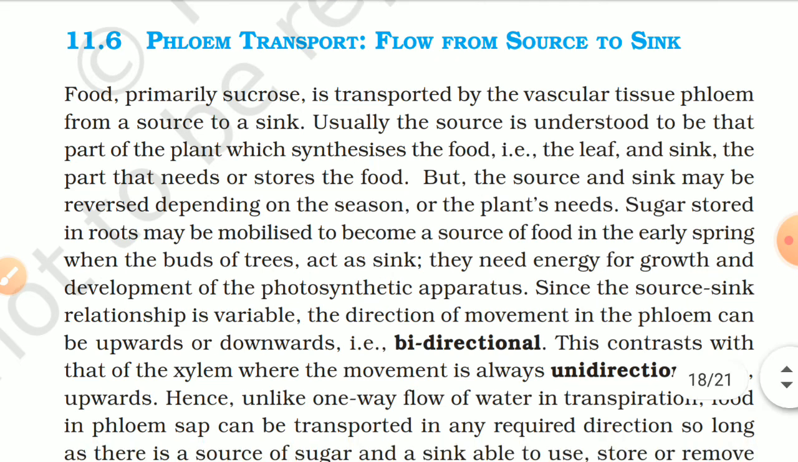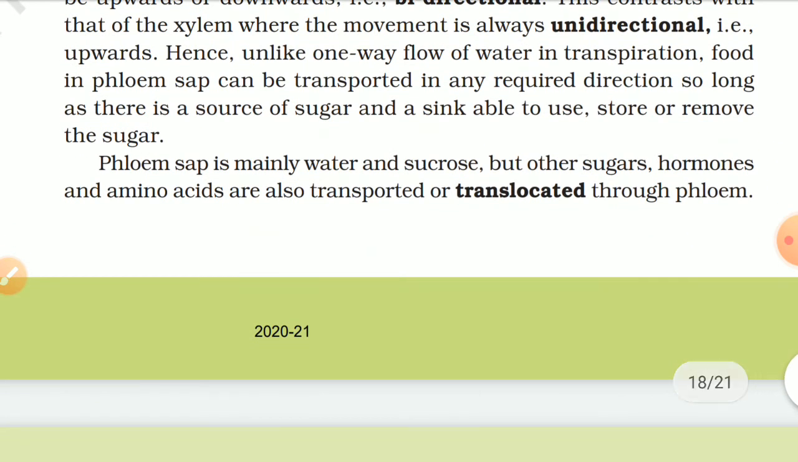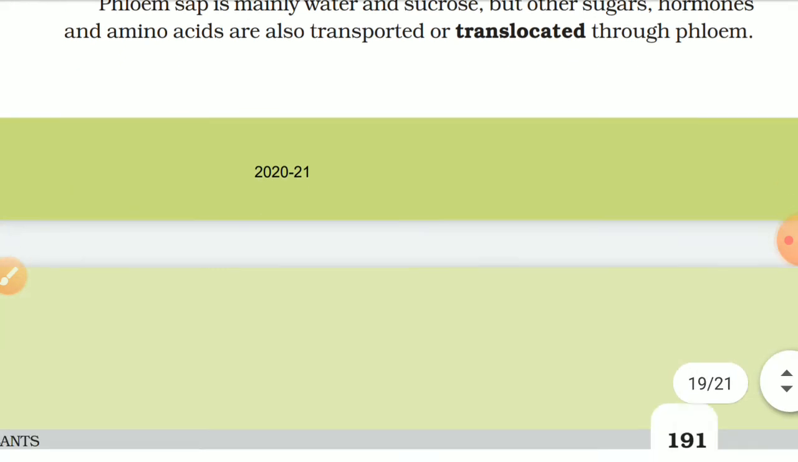Hence, unlike the one-way flow of water in transpiration, food in phloem sap can be transported in any required direction so long as there is a source of sugar and a sink able to use, store, or remove the sugar. Phloem sap is mainly water and sucrose, but other sugars, hormones, and amino acids are also transported and translocated through phloem.